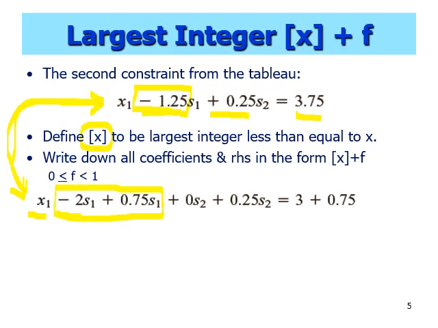Let me repeat. The original coefficient is minus 1.25. Now think about all the integers that are less than minus 1.25: minus 2, minus 3, minus 4, minus 5, and so on. They are all less than minus 1.25. Among all those numbers, pick the largest one, which is minus 2. Now you write down minus 1.25 as minus 2 plus 0.75.